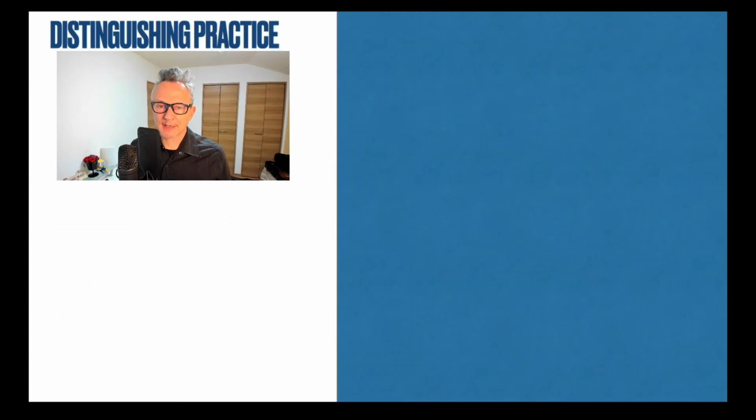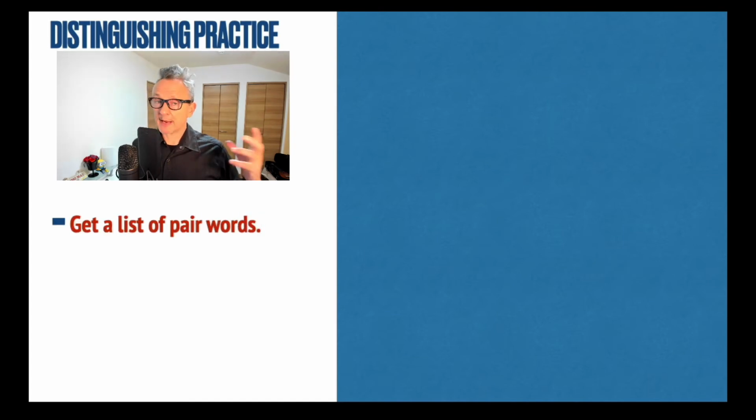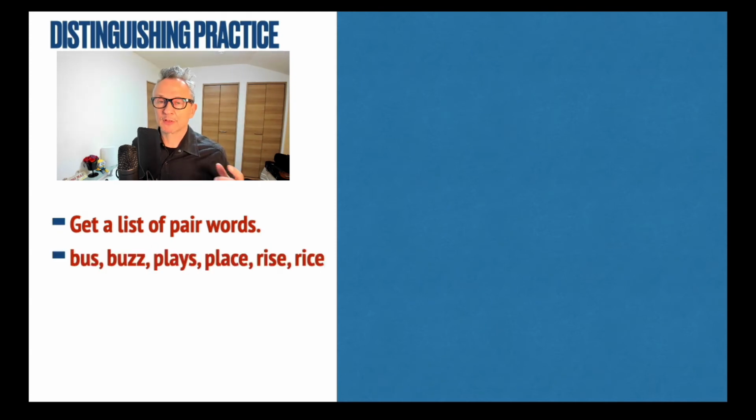One kind of practice that students can do is called distinguishing practice. With distinguishing practice, you get a list of paired words. They're usually called minimal pairs because they have one different sound in them. For example, here's a list: bus, buzz. So only one sound is different. It's the S and the Z in buzz, right? So one sound differentiates these words: plays and place, rise and rice.